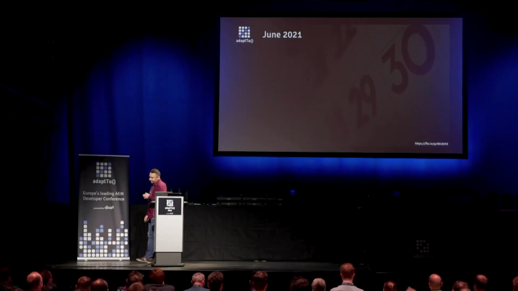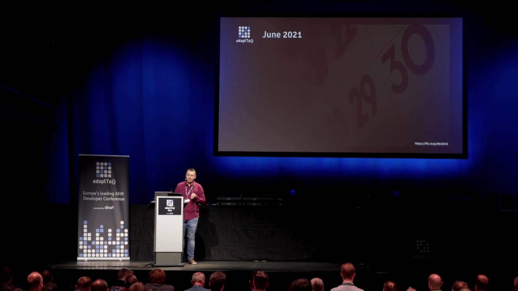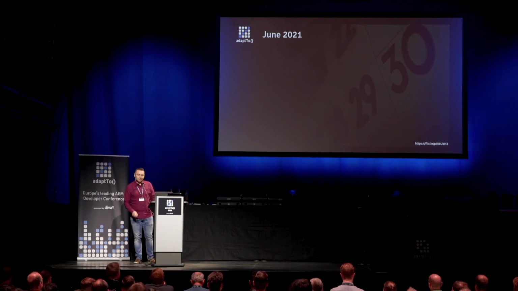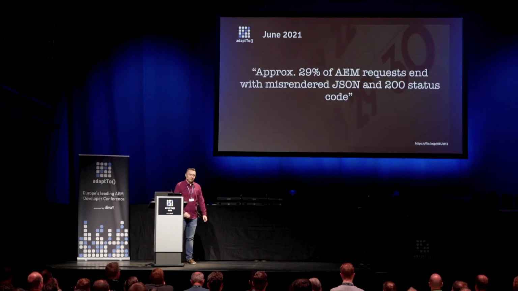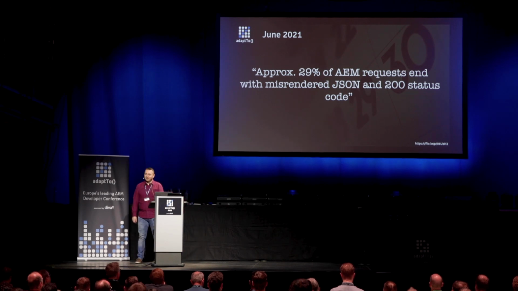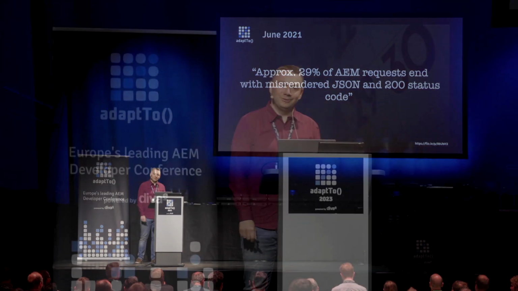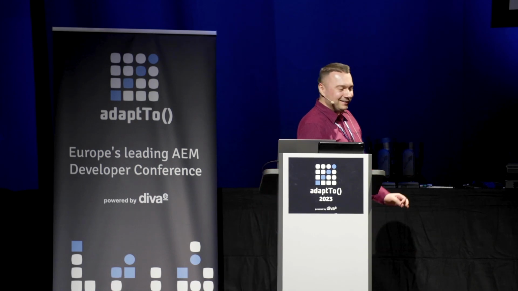And now the fun begins. We need to go back to June 2021. That was the very first time we faced a misrendered JSON situation. I wasn't even working on this project at that time, but a colleague of mine posted a comment in Jira, which is mainly like this. He was really precise in his statement that approximately 29% of AEM requests ended with a misrendered JSON. And that JSON returned a 200 response, so at least in theory, that should be all good.